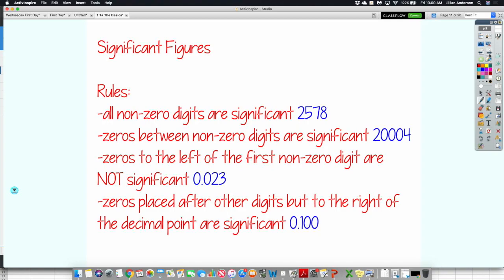The second rule, zeros between non-zero digits are significant. Okay? So if you have a 0 that's in between 2 non-zero numbers, that 0 is a significant figure. So in this example of 20,004, all 3 of those zeros are significant. So that's an example of 5 significant figures.